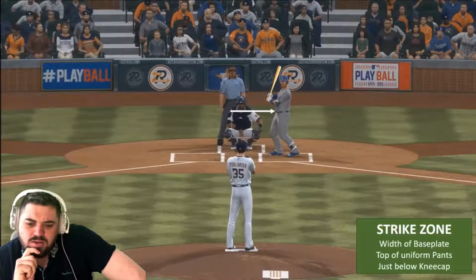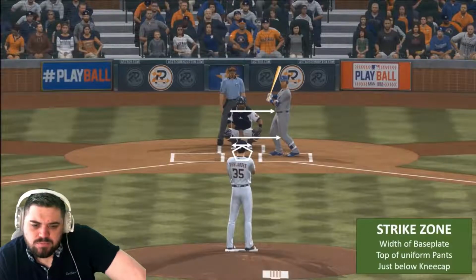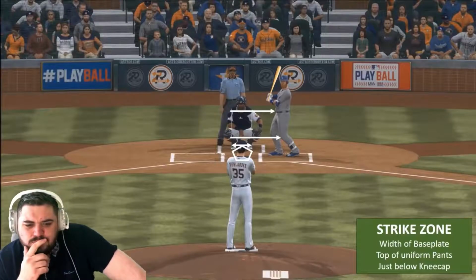Strike zone is between the waist and the knee, that's the height, and the width is equal to the base plate. Width is same for all players, but the height depends upon the height of the player. Taller players have a bigger strike zone.